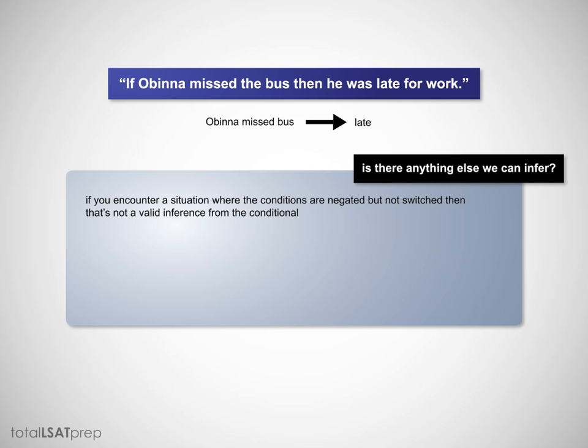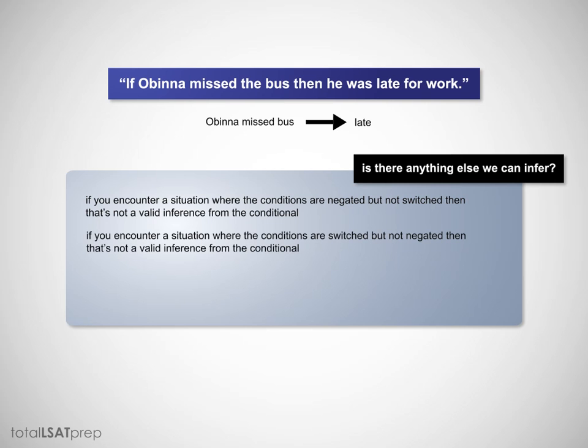If you encounter a situation where the conditions are negated but not switched, then that's not a valid inference from the conditional. And if you encounter a situation where the conditions are switched but not negated, then that's not a valid inference from the conditional either. The only valid inference from the conditional is the contrapositive, where the conditions are both switched and negated. You'll have to watch out for this in the test, since the test makers love to exploit these common mistakes.